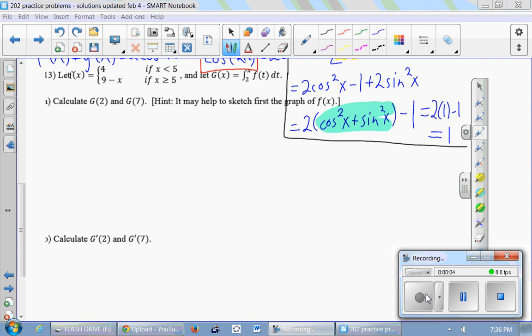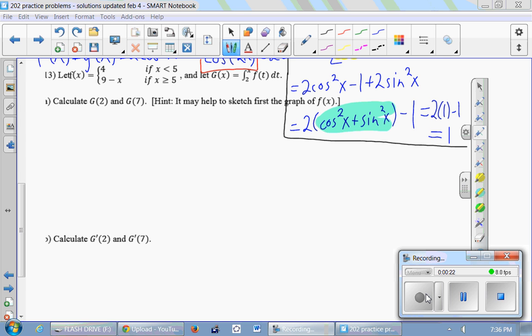Let f of x equal the piecewise function 4 if x is less than 5, and 9 minus x if x is greater than or equal to 5. And let capital G of x equal the integral from 2 to x of f of t dt. Goodness. Part A. Calculate g of 2 and g of 7. Hint, it may help to sketch first the graph of f of x.